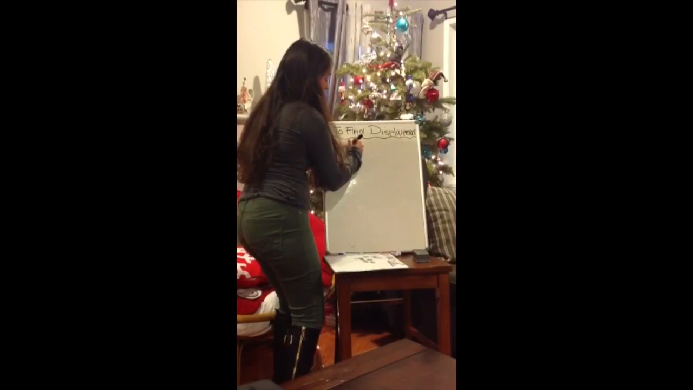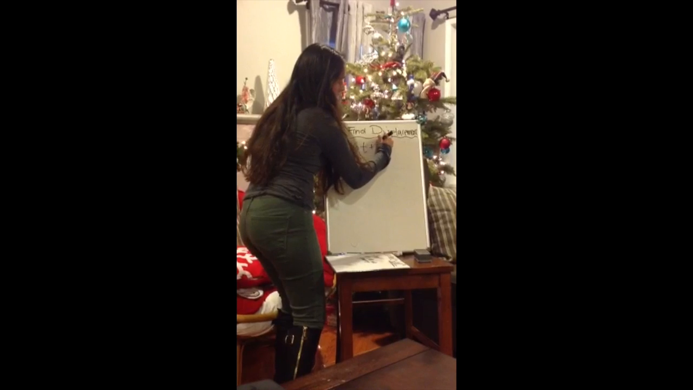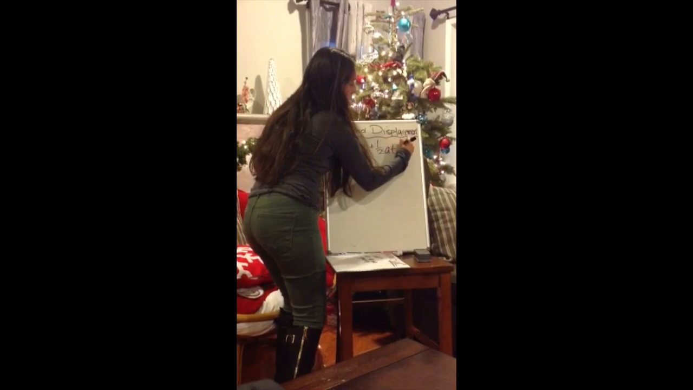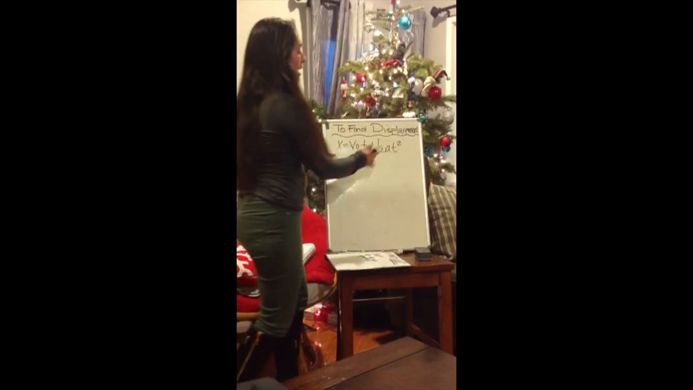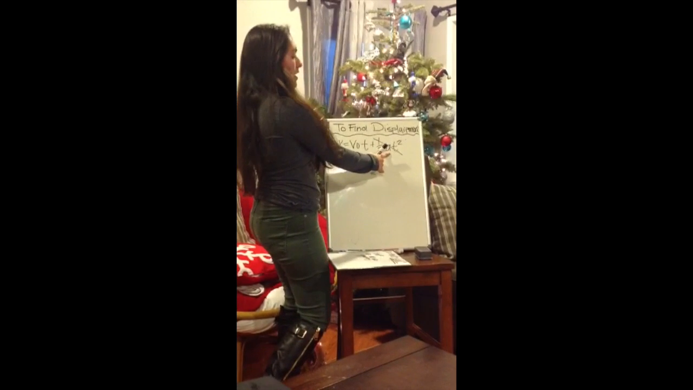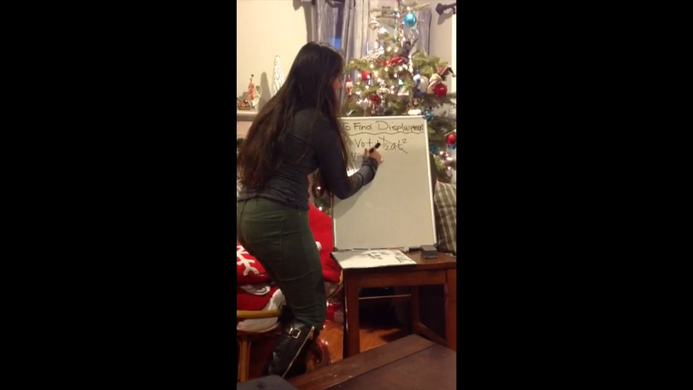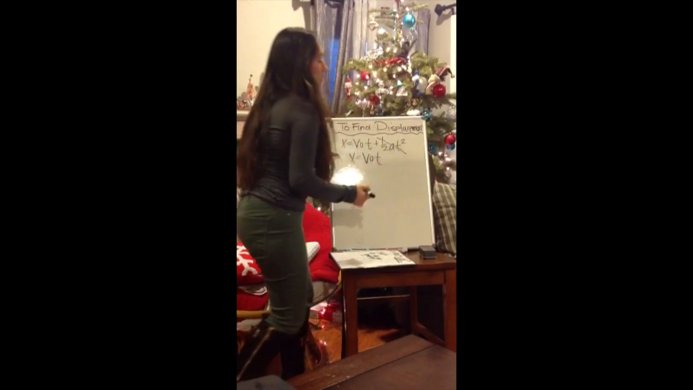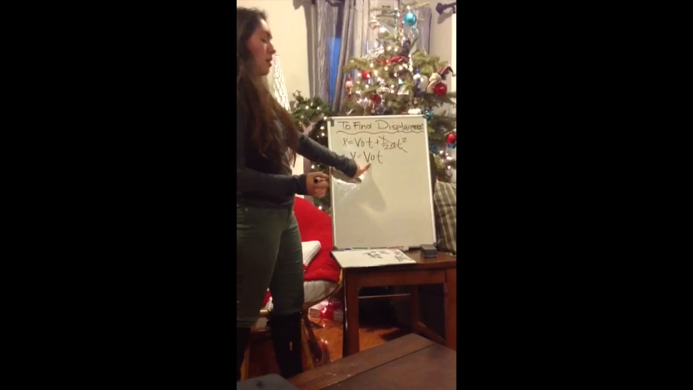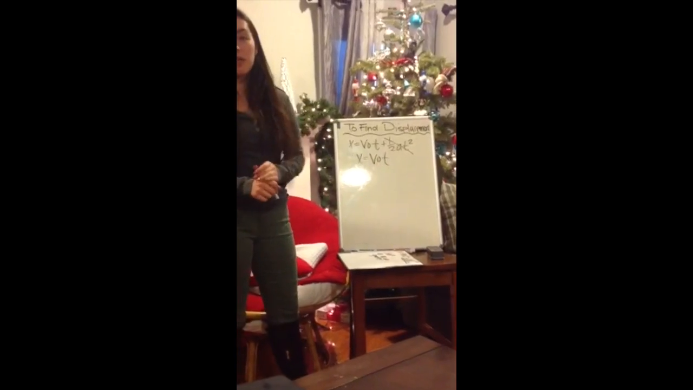For the equation x equals v naught t plus half at squared, you will cancel out the half at squared because acceleration does not affect horizontal velocity or motion. Therefore, you're only left with x equals v naught t. You will replace v naught by the initial velocity given and t by the time given into the equation.